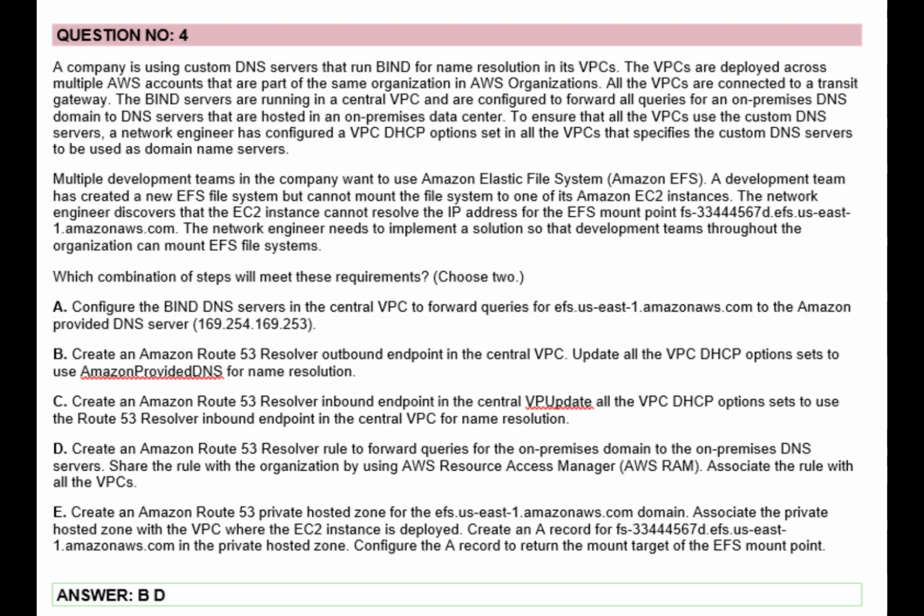Answer: Question number 4. A company is using custom DNS servers that run BIND for name resolution in its VPCs. The VPCs are deployed across multiple AWS accounts that are part of the same organization in AWS Organizations. All the VPCs are connected to a transit gateway. The BIND servers are running in a central VPC and are configured to forward all queries for an on-premises DNS domain to DNS servers that are hosted in an on-premises data center.